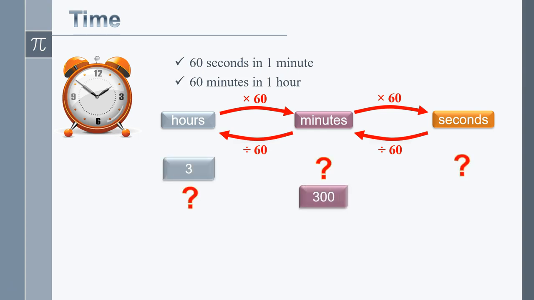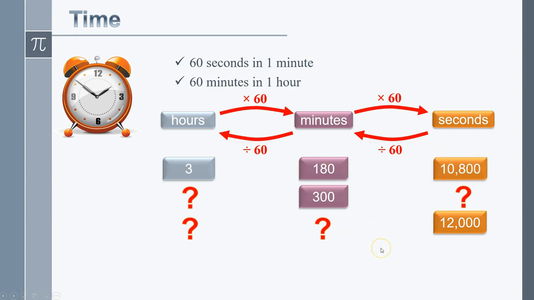So let's have a look at a couple of examples. Let's start off with 3 hours. Times by 60, that's going to be 180 minutes. Times by 60 again, that's going to be 10,800 seconds. If we've now got 300 minutes, I'm going to go back this way first. So 300 minutes, that's the same as 5 hours. Doing a times by 60, that would be the same as 1,800 seconds.